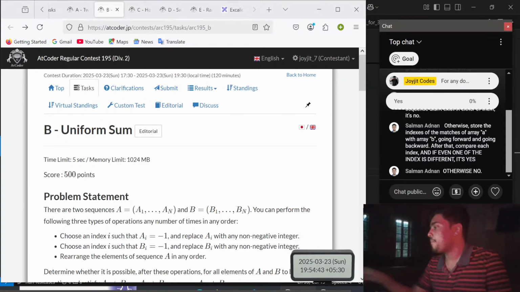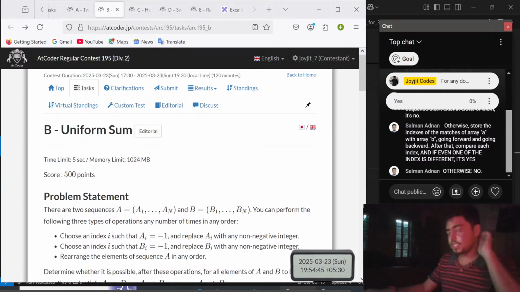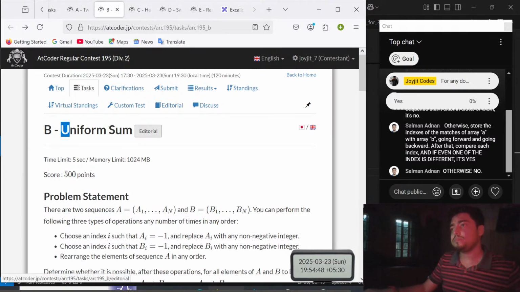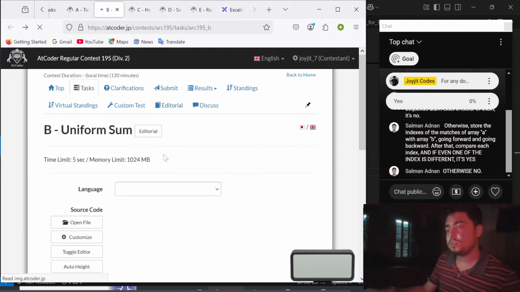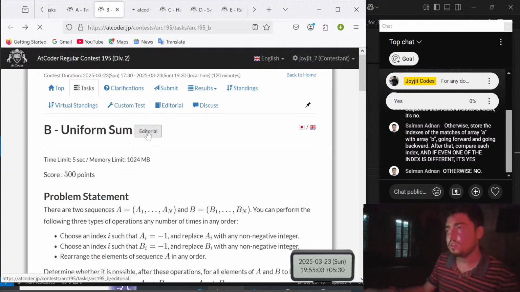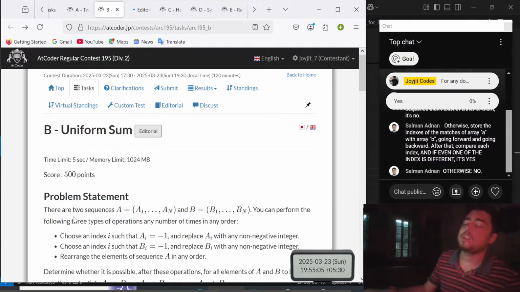It's okay. So let's move on to the second question, Uniform Sum. The editorial is there. We'll look into the editorial. Can we have the editorial separately opened?